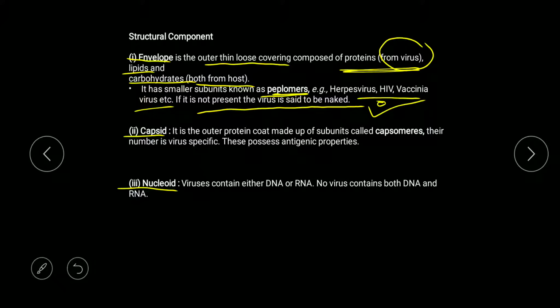Next, inner to the envelope, you will find the capsid, which is a proteinaceous coat, and its subunits are known as capsomeres. Their number is virus specific, and the capsid possesses an antigenic property, so our immune response produces antibodies against it.